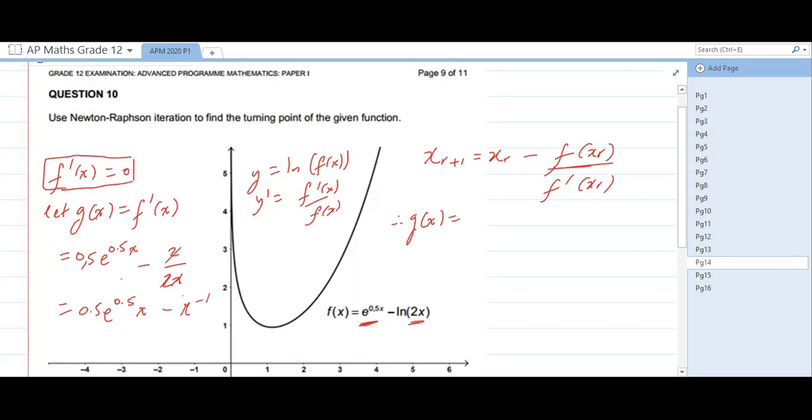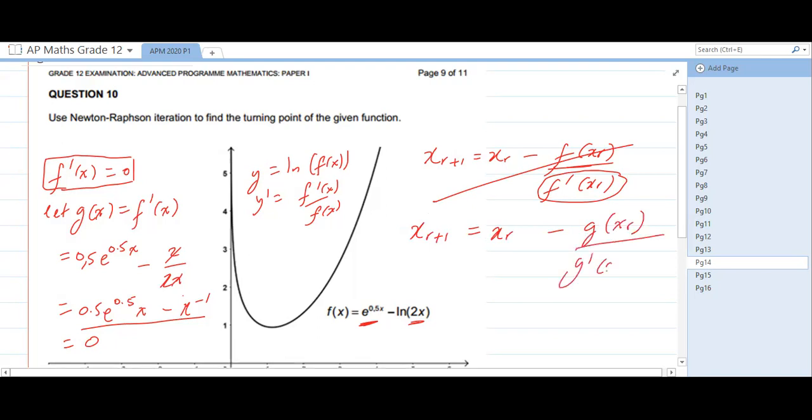Now we want to solve this equal to 0. So we have this equation equated to 0, which is g of x equal to 0. In the formula, we are converting f prime x to g, so we are not going to use this formula directly. What we want to use is x r plus 1 is equal to x r minus g of x r over g prime x r.